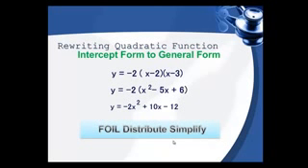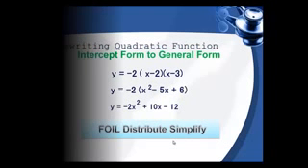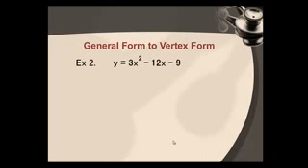Okay, there you go. What did we do? We tried to get the product by using the FOIL method, and then distributed negative 2, and then we simplified. Now, from general form to vertex form. So we have y is equal to 3x squared minus 12x minus 9.